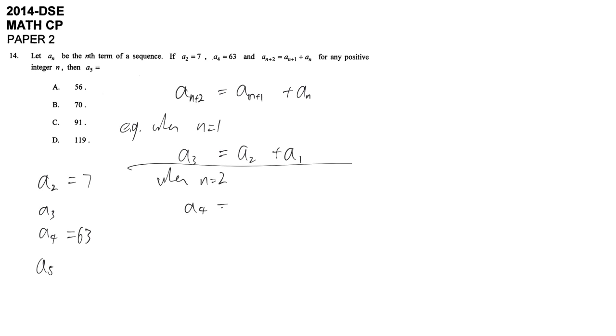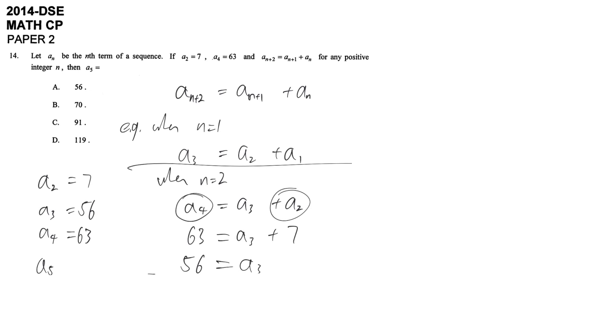Then we have a_4 equal to a_3 plus a_2. a_4 is known, a_2 also. So a_4 is 63, a_3 plus 7. This equation helps us to find out a_3, which lets us know more about this sequence. So a_3 here is 56.